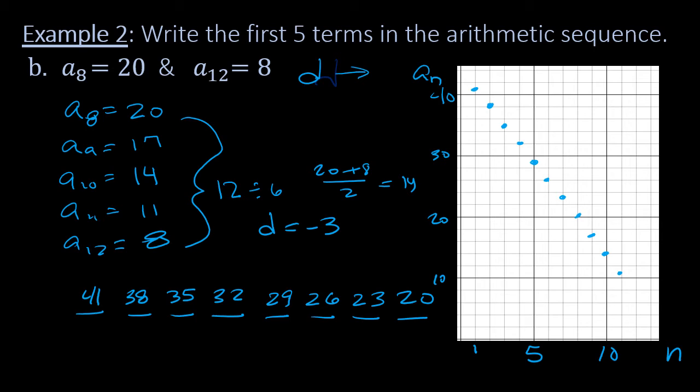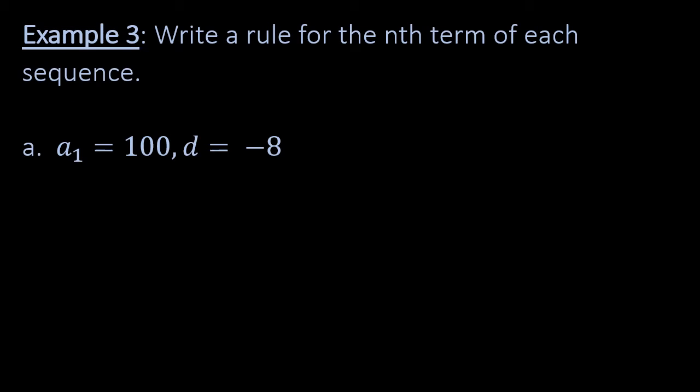So my 12th term was 8. So if you look here, here's your 12th term, and this represents 8. And again, I know you literally have to hold your hand back, but do not connect those points. A sequence is a list of numbers.